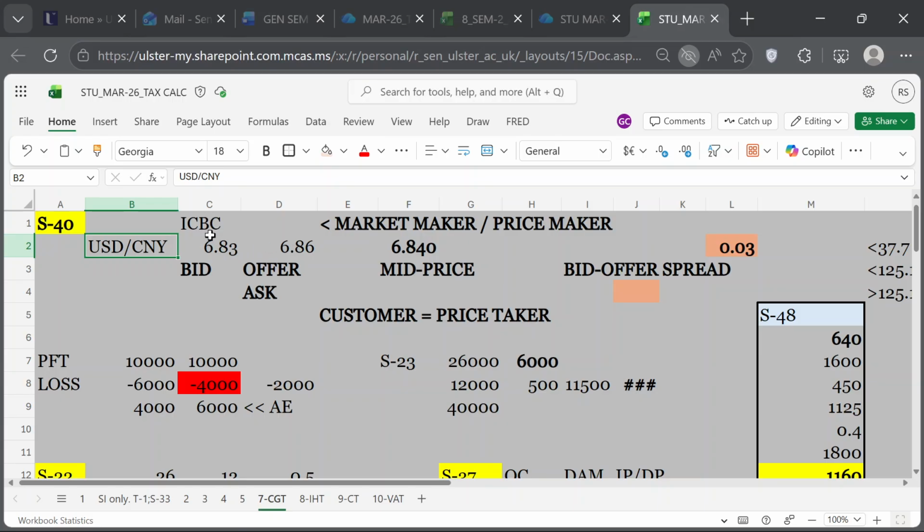If you go to ICBC, you'll see they're quoting prices like this. So there is the bid and the offer. This is the rate at which the bank will buy dollars, because dollars is the base currency and this is the terms currency. So 683 and 686 is telling you how many RMB per $1. You understand? How many RMB per $1?